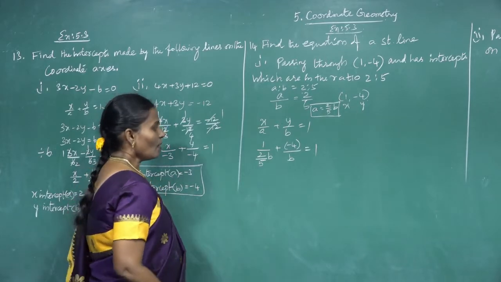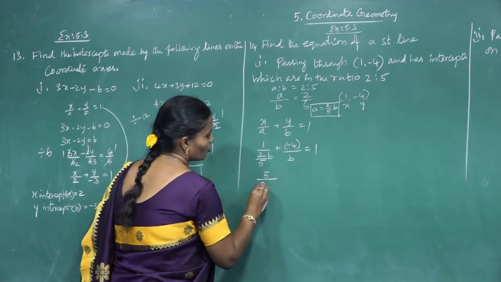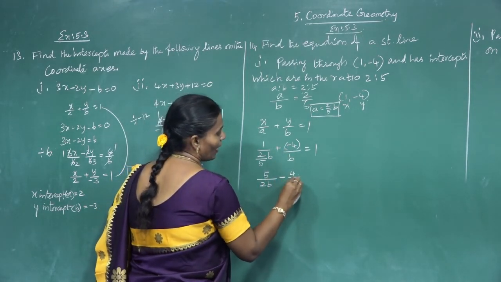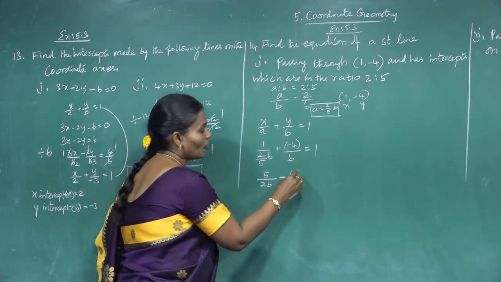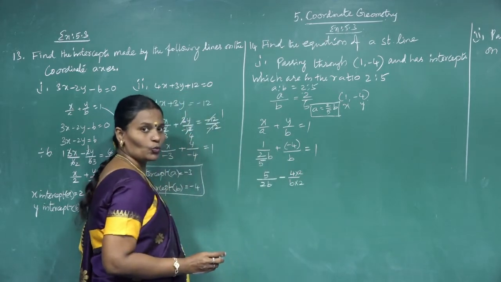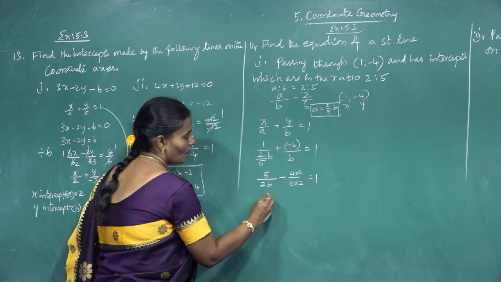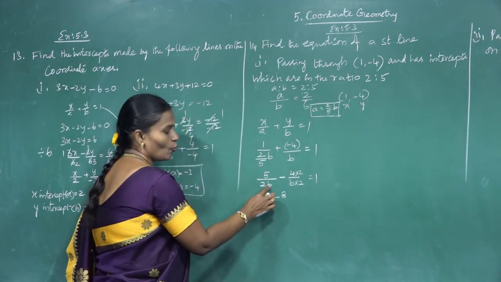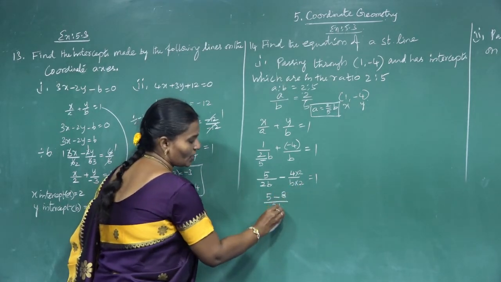Now this 5 goes into the numerator. So 5 by 2b, plus into minus is minus, 4 by b. Here it is 2b but here only b, so you multiply numerator and denominator by 2. This is equal to 1. So now 5 minus 4 twos are 8, over 2b. Here b into 2 is also 2b. So the common denominator is 2b.